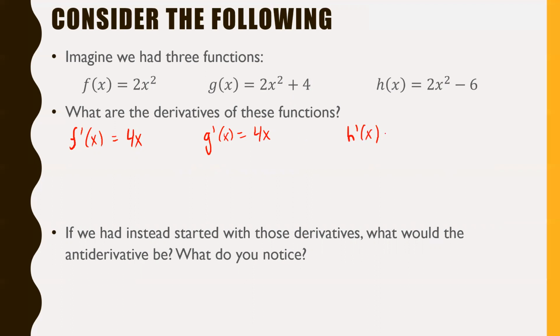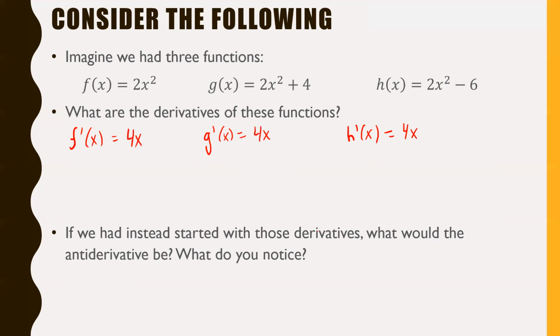As for h prime x, I wouldn't even be surprised if you already did this in your head just by looking at it. Take the 2 down, it's going to be 4x. Derivative of -6 is also 0. Have a look at that. All three of these functions, even though they were different, their derivatives were still the same thing. All of their derivatives equaled 4x.